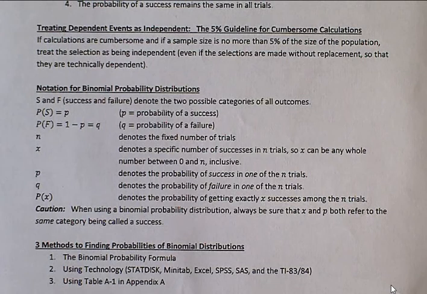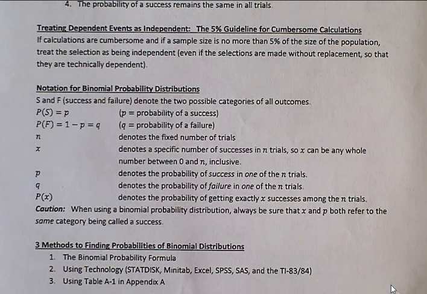N is the number of trials. X is the number of successes that we expect to have happen in all of those trials. P is the probability of success, like we said above. Q is the probability of failure. And then P of X is the probability of getting X possible answers. Now, the reason they do all that is that the formula we're going to talk about next contains those components.